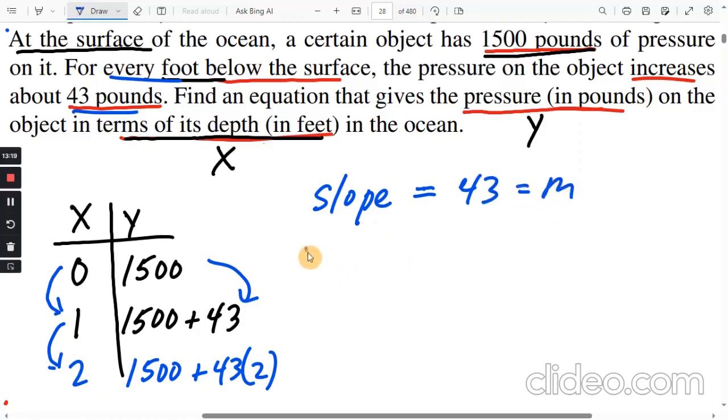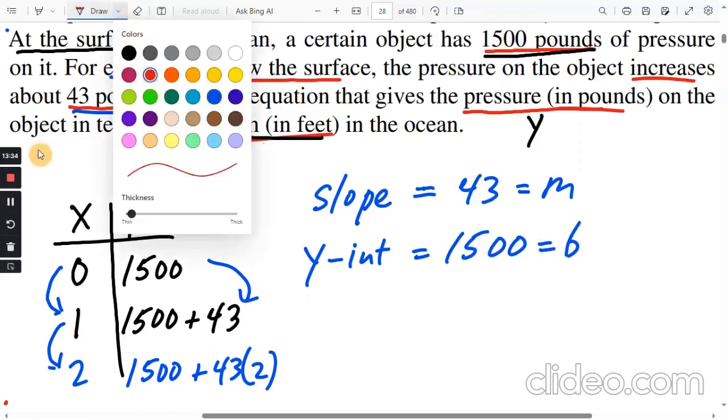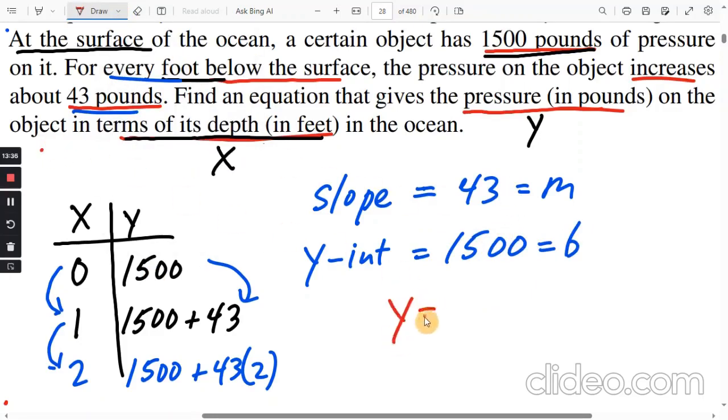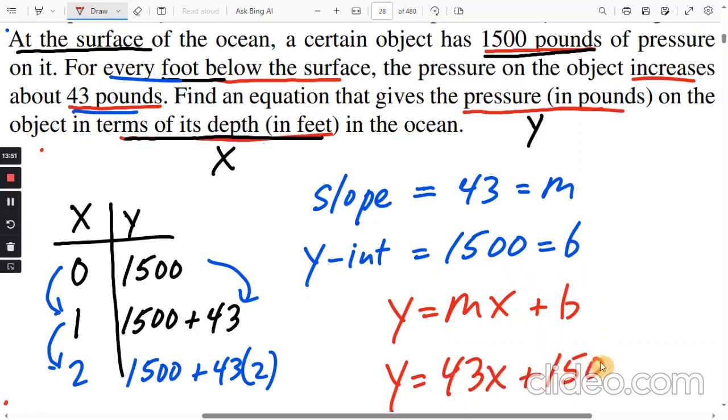All right, the slope is the letter m. And the y-intercept is the y value when x equals 0. That's 1,500. That's the value for b. So just like the last problem, there's nothing really to calculate. You can just write your line equation, y equals mx plus b. So y equals, the slope m is 43, and the value for b is 1,500. That's it.